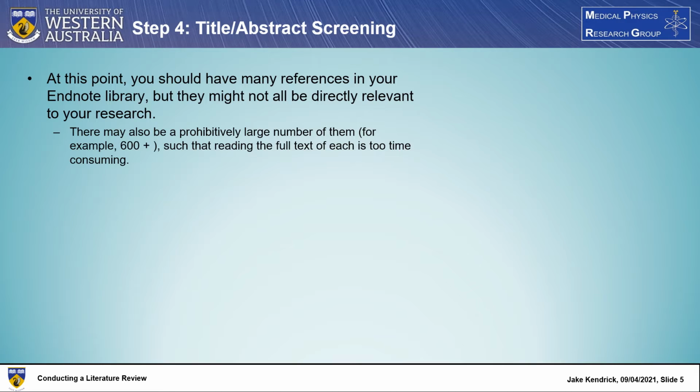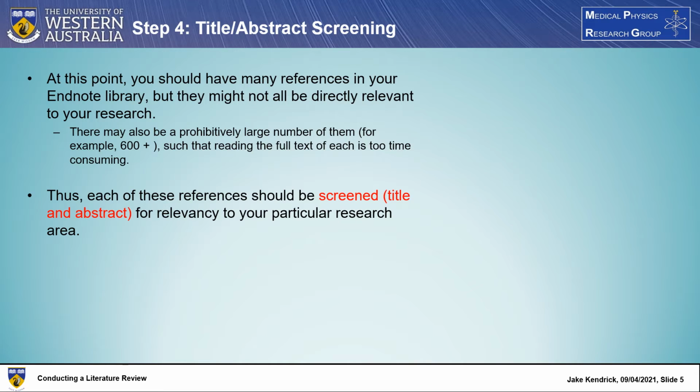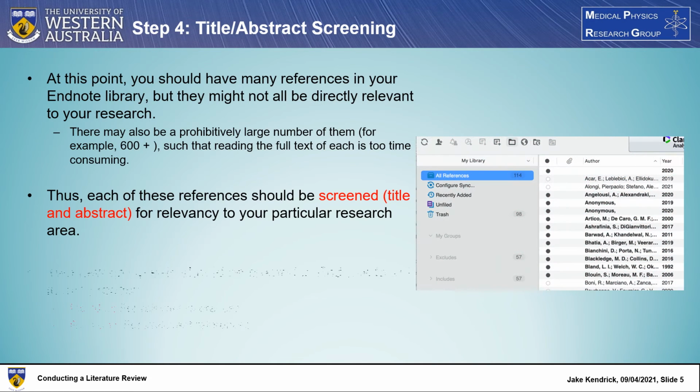So at this point in the literature review process, you should have many references in your EndNote library, but they might not all be directly relevant to your particular research topic. Additionally, there might also be a prohibitively large number of them, for example, over 600 or even over 1,000 sometimes. So reading the full text of each of them is going to be too time consuming. So the next step is that each of these references needs to be screened, just the title and the abstract, for relevancy to your particular research area.